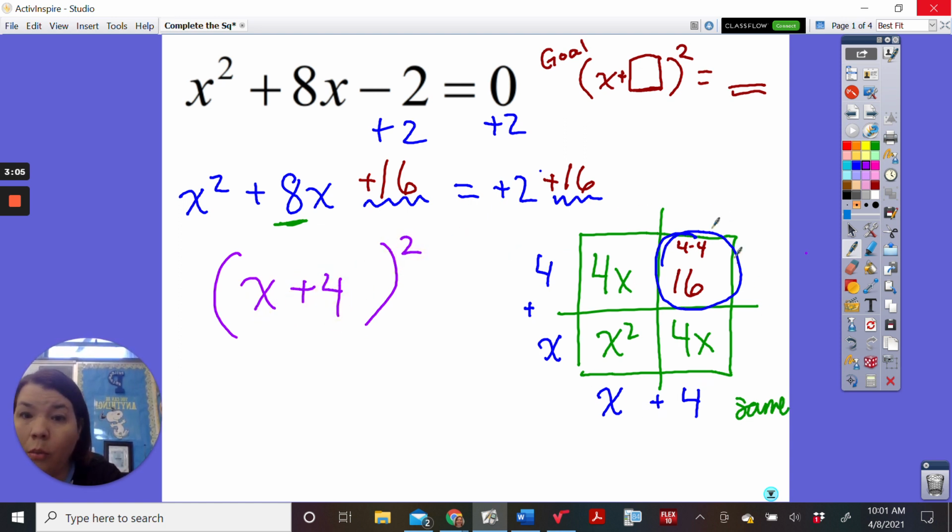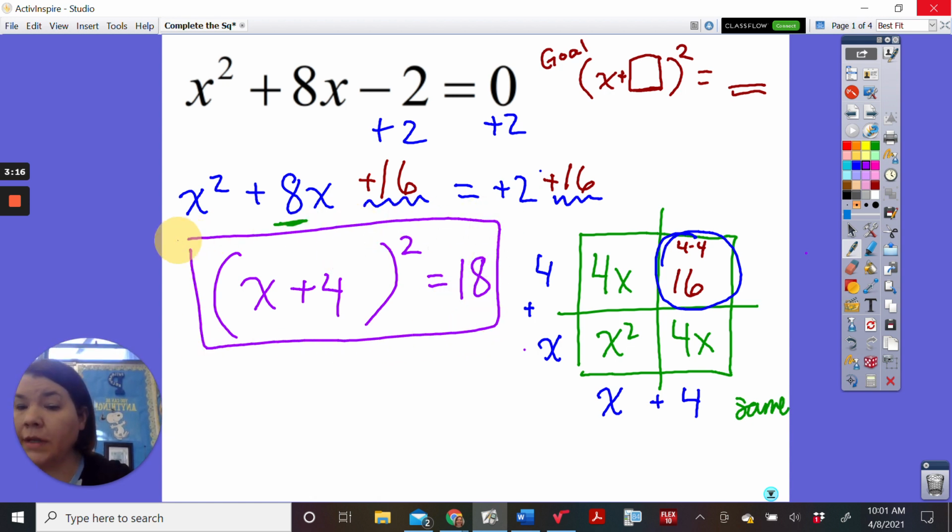That was the whole point of splitting 8 into 2 equal groups. I forced this to happen. Over here I have 2 plus 16, which is 18. And that is my final answer. That's our goal today. That's our whole goal. And when we deal with this next week, we're going to be doing it slightly differently, but that's our goal today. We made it. We have x plus a number, 4, equals a number, 18. X plus 4, quantity squared. And again, because those 2 are exactly the same.